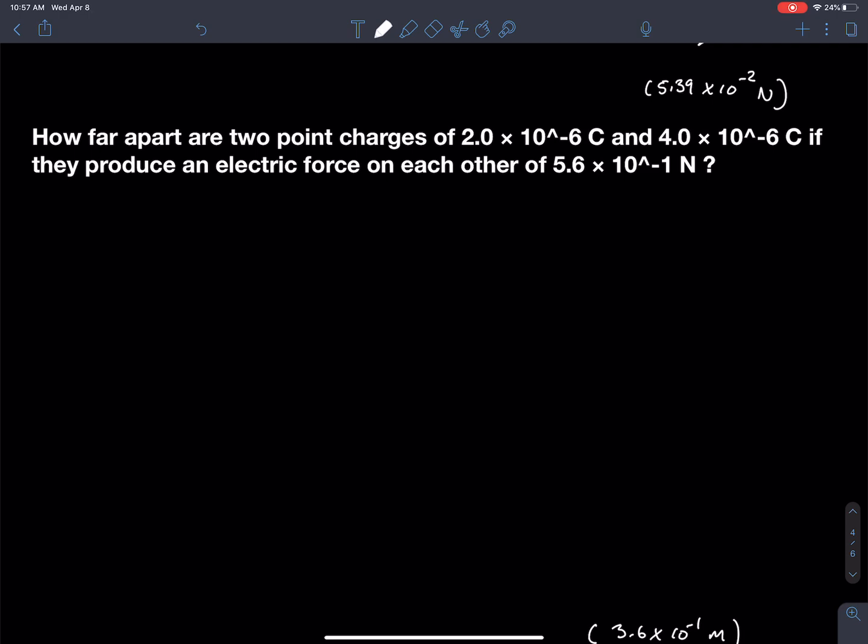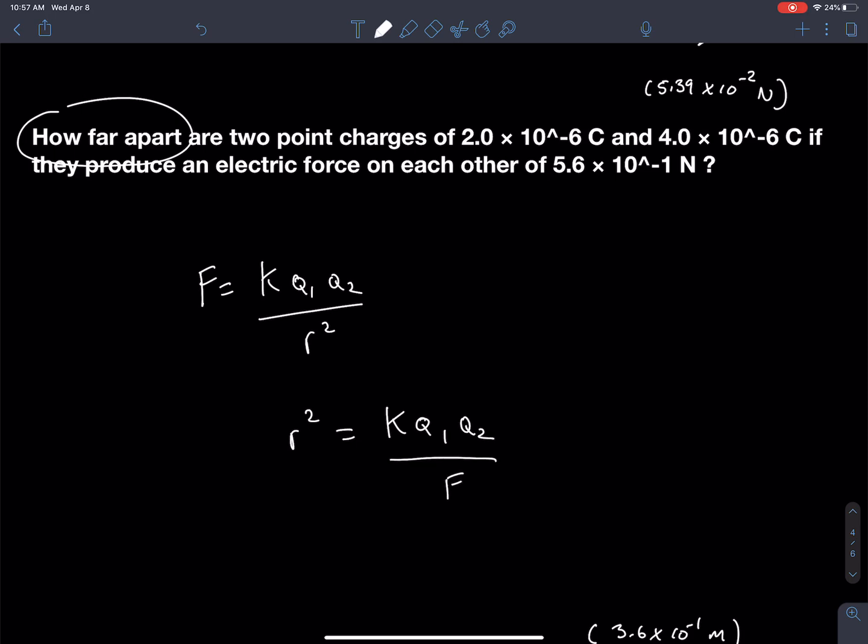But again, I would write the equation. Okay, and after writing the equation, I should rearrange the variables, okay? I'm not going to plug anything in until I rearrange the algebra. So how far apart, okay? The question is asking how far apart. So I want to isolate for r. So I'm going to move r squared is equal to k q1 q2 over F.